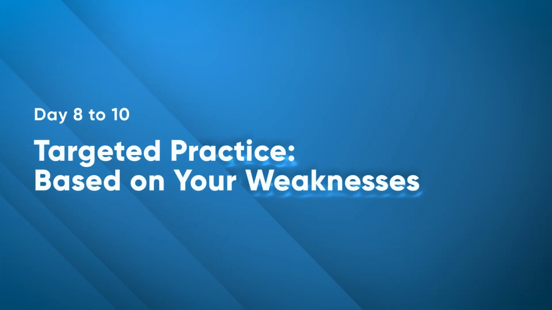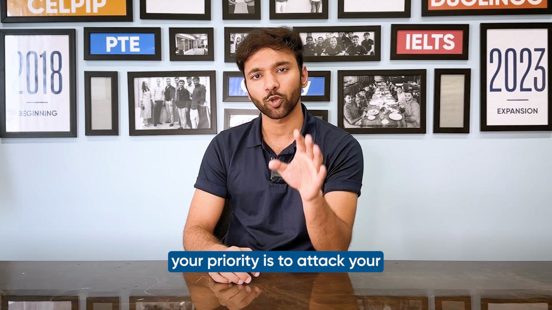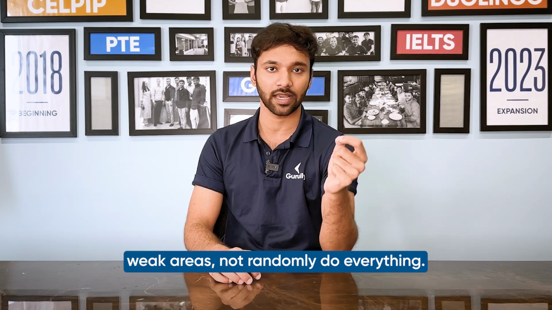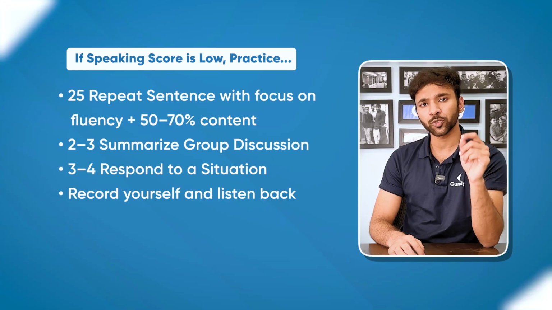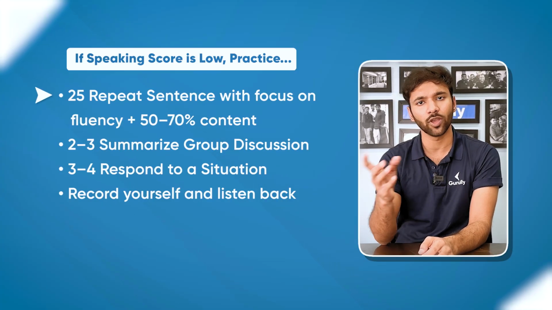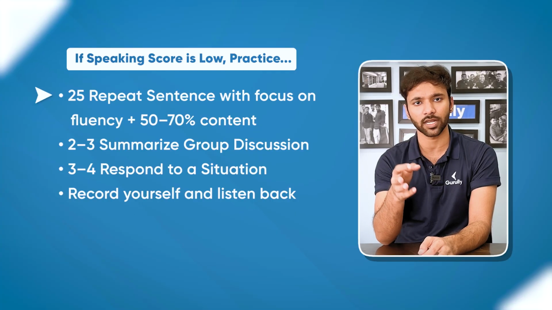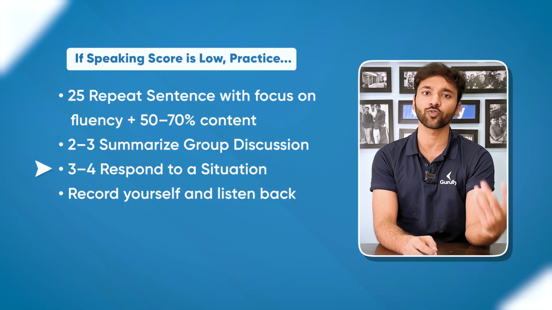Day 8 to 10. Targeted practice based on your weaknesses. Now your plan becomes personal. From day 8 to day 10, your priority is to attack your weak areas, not randomly do everything. For example, if your speaking score is low, practice 25 repeat sentence with focus on fluency and 50 to 70% content. Practice 2 to 3 summarize group discussion and 3 to 4 respond to a situation daily.